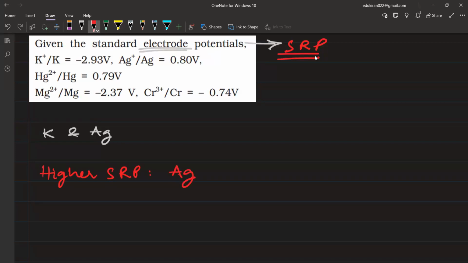Now that means Ag will be getting reduced, because its reduction potential is higher. If I compare potassium and silver, which has the higher potential to get reduced? Silver. So it is going to get reduced in comparison with potassium. Ag will be reduced, and if it is getting reduced, will it act as anode or cathode? Cathode. It will act as cathode.